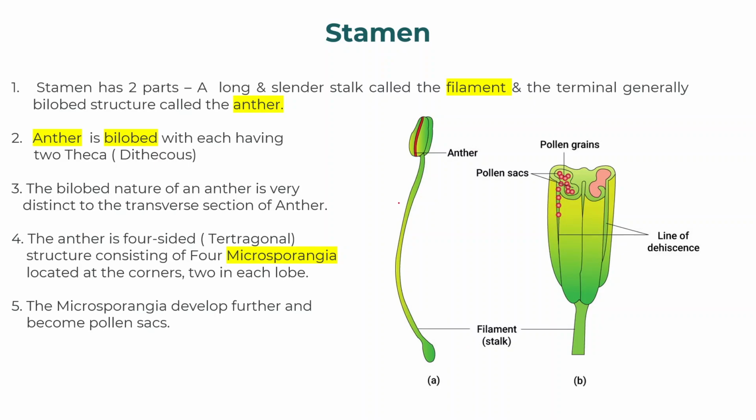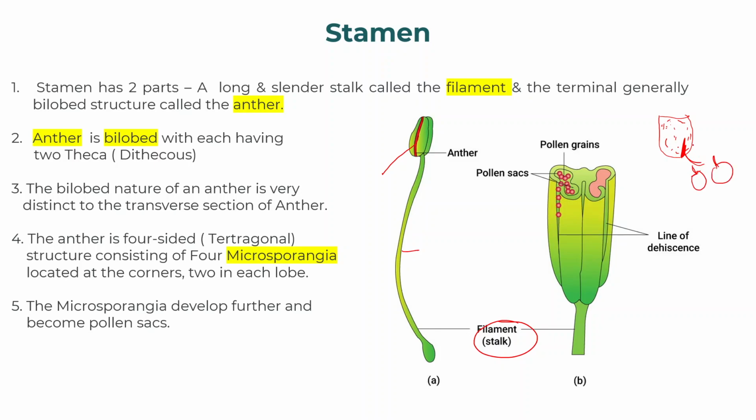A long cylindrical stalk called the filament, and the terminal, generally bilobed structure called the anther. You could see this is a groove. When the anther is full of pollen grains, for example, this is a basket full of apples. Now, what if I make a little cut here? It would be easy for me to separate the apples one by one, right?